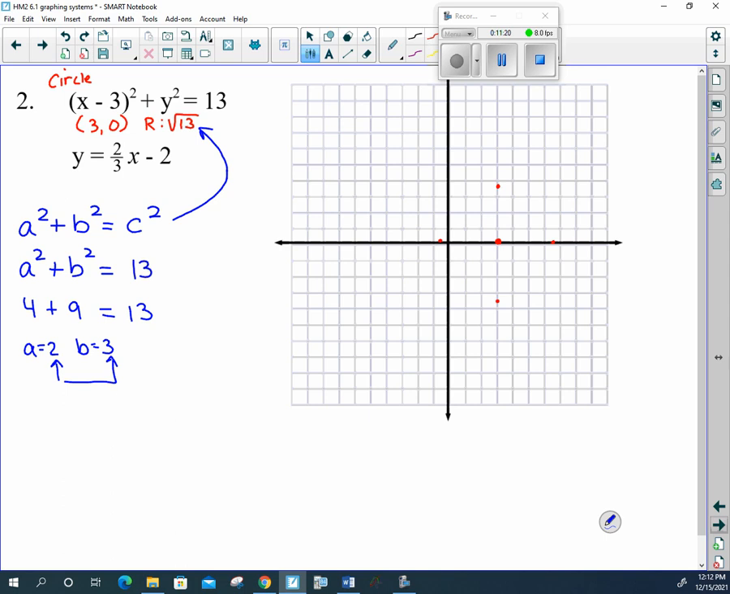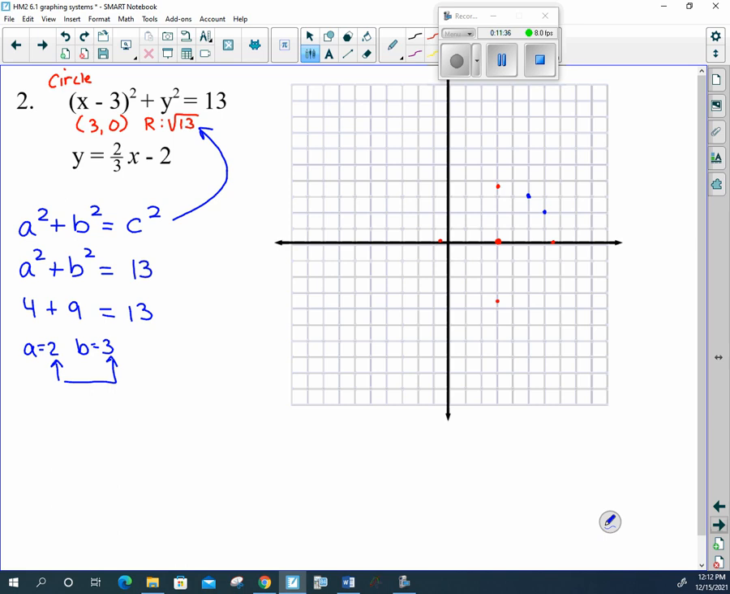So what I mean by that is start at the center, and I'll count right 2, 1, 2, and I'll count up 3, 1, 2, 3. That's a point on your circle. Now I'm going to count right 3, 1, 2, 3, up 2. That's a point on my circle. And I can do that combination all the way around.